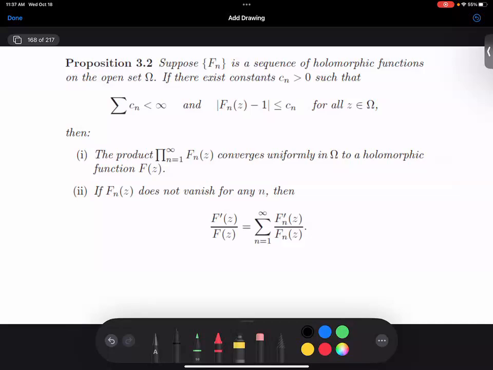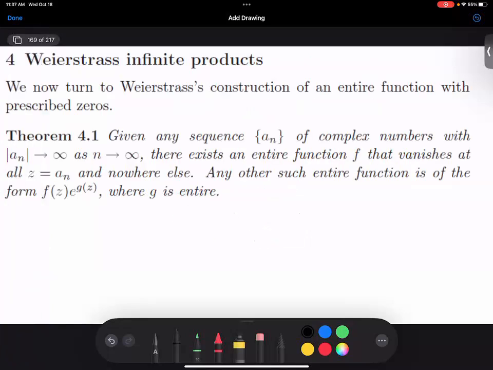So again, theorems like this basically just say that if you have things that are converging individually, you can somehow combine them and you'll get a function that converges. And there's wonderful statements you can say: it's going to converge to a holomorphic function. Okay. So what I want to turn to now is the Weierstrass infinite products. So the idea is, given a sequence of complex numbers, we can find a function that vanishes at those points and no place else.